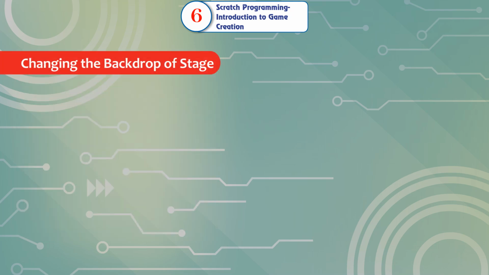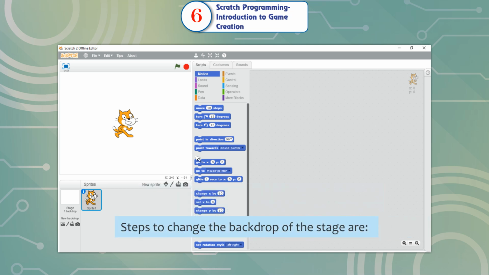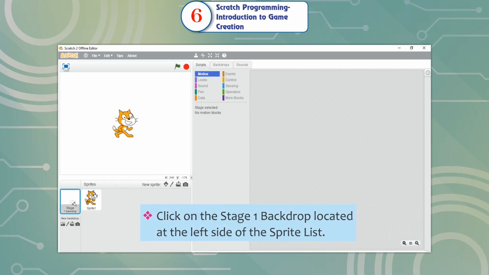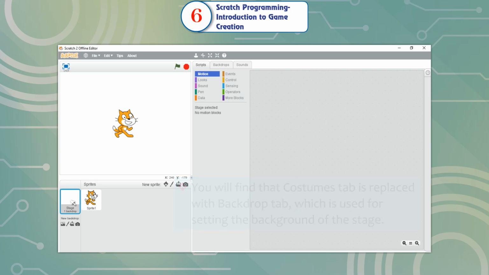Changing the backdrop of the stage. A backdrop is the background of the stage where all the projects are created. Scratch allows you to change this background according to your needs. Steps to change the backdrop of the stage are: click on the Stage 1 backdrop located at the left side of the sprite list. You will find that the Costumes tab is replaced with the Backdrop tab, which is used for setting the background of the stage.